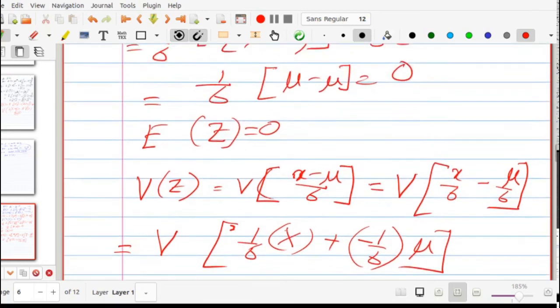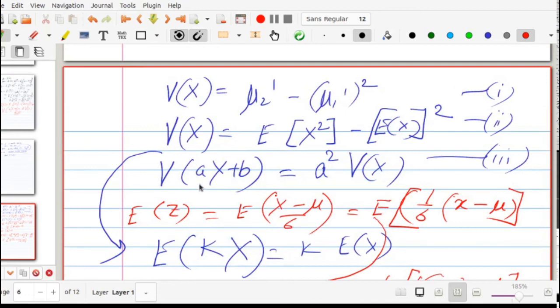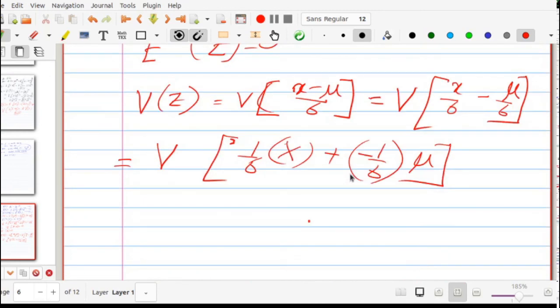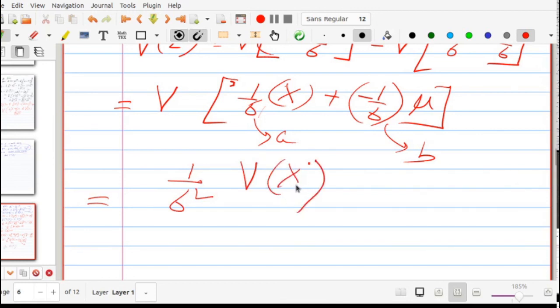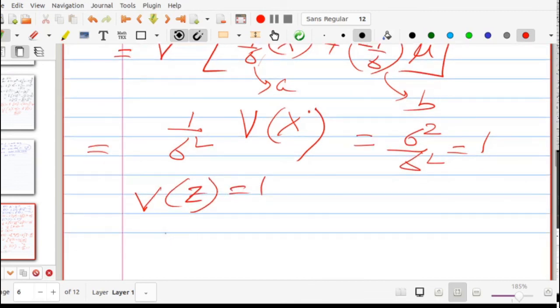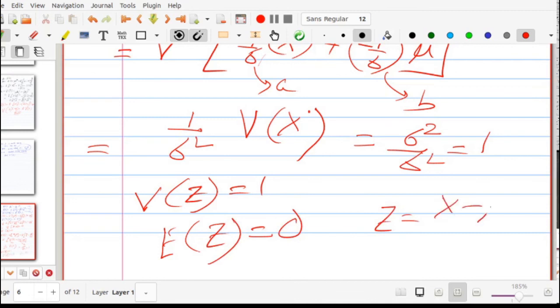Because you see this equation, what we have derived, the variance of a into x plus b is a square into variance of x. So 1 by sigma is actually a, this represents b, so this will be a square into the variance of x, so 1 by sigma square into variance of x, right? And variance of x is the square of the standard deviation, so sigma square by sigma square, which becomes 1. So the variance of that standard random variable is equal to 1, and earlier we found out that the expectation of the standard random variable is 0, where the standard random variable is x minus mu by sigma.